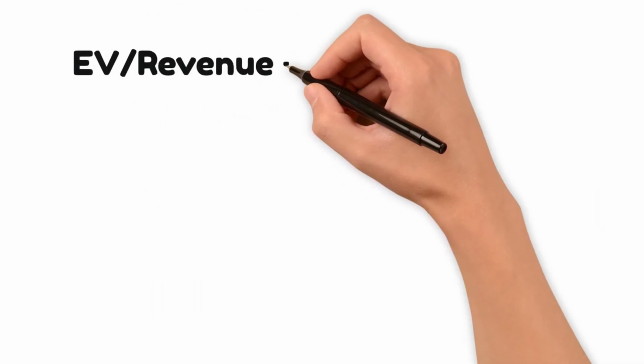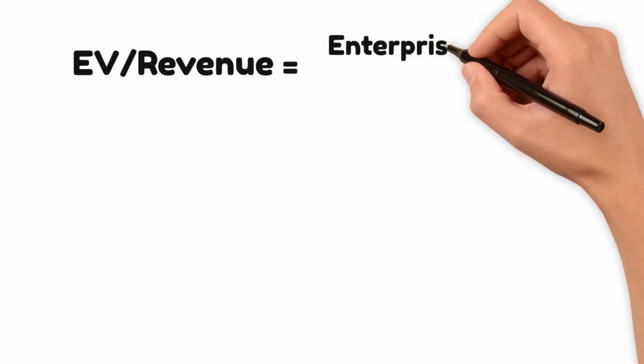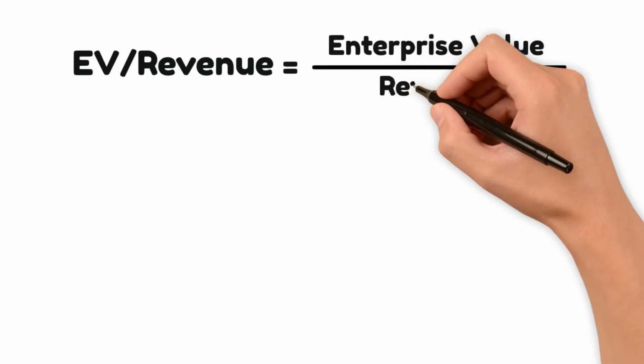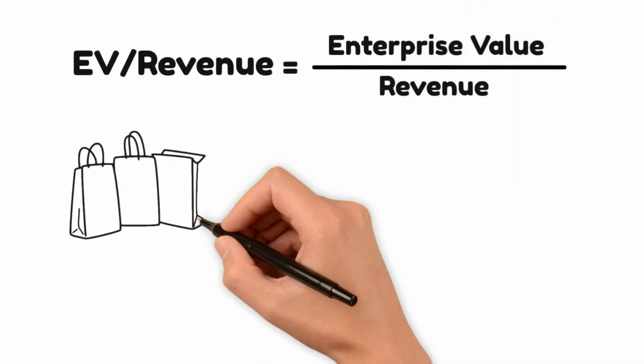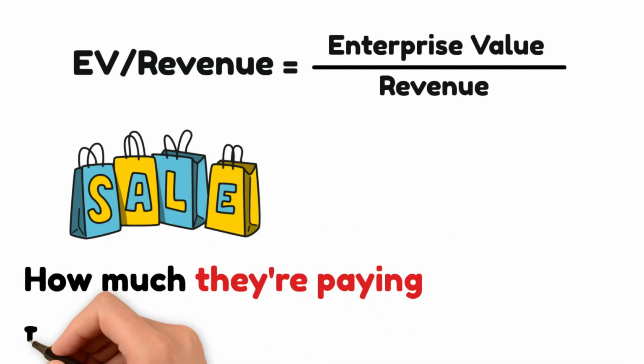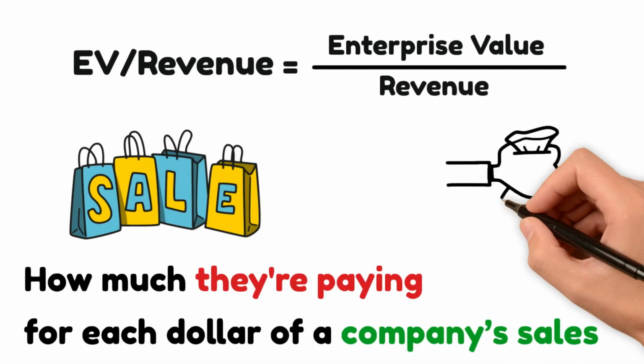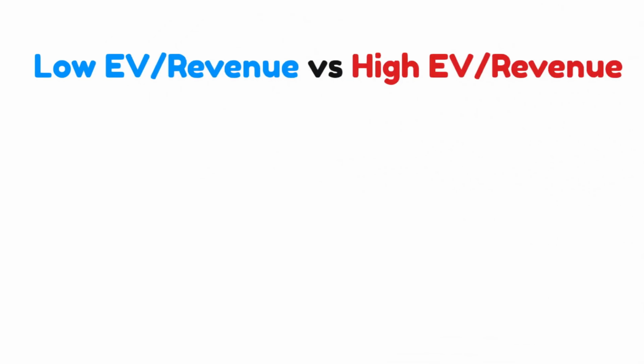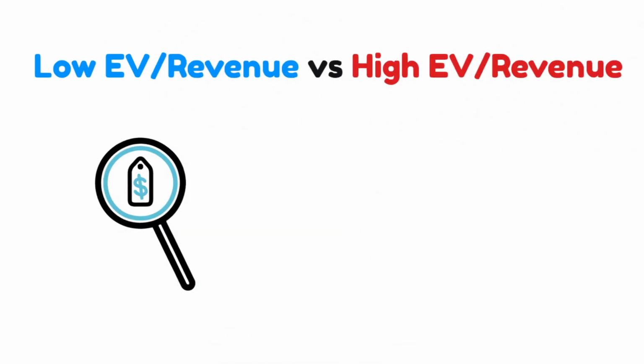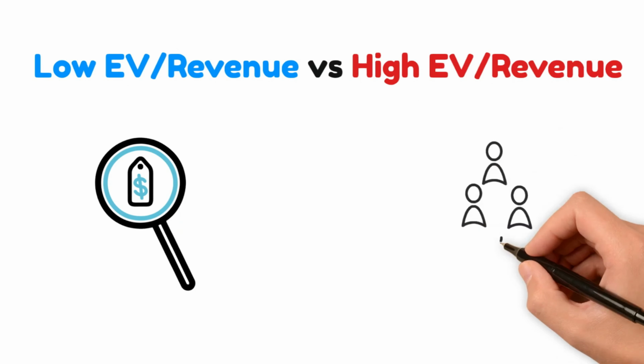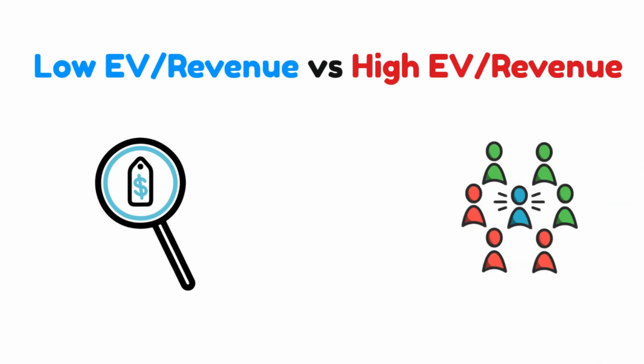Enterprise value to revenue is another useful financial metric that compares a company's enterprise value to its total revenue. This ratio helps investors evaluate how much they're paying for each dollar of a company's sales. A lower EV to revenue ratio indicates a lower valuation relative to revenue, while a higher ratio suggests a higher valuation per dollar of revenue.